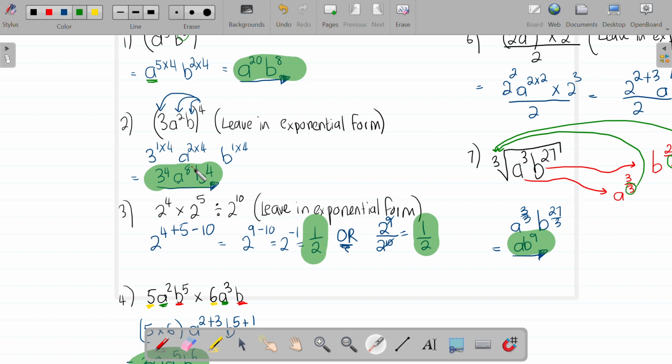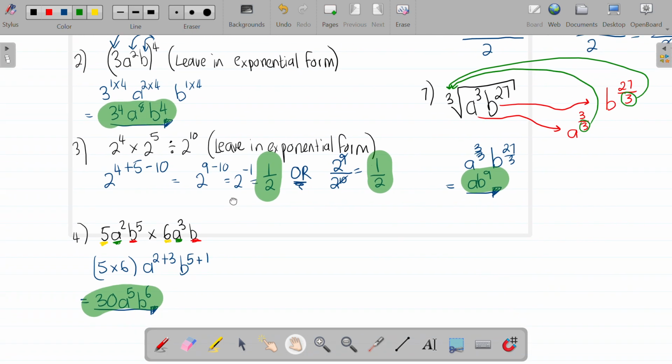And then our simplified answer, please look what I said here. I said leave in exponential form. So they want our answer to be left with exponents. So it's going to be 3 to the power 4. I don't do 3 times 3 times 3 times 3 and put that answer there, because they want it in exponential form. And then it's going to be a to the 8, because 2 times 4 is 8, and b to the 4, because 1 times 4 is 4. And that's my final answer.